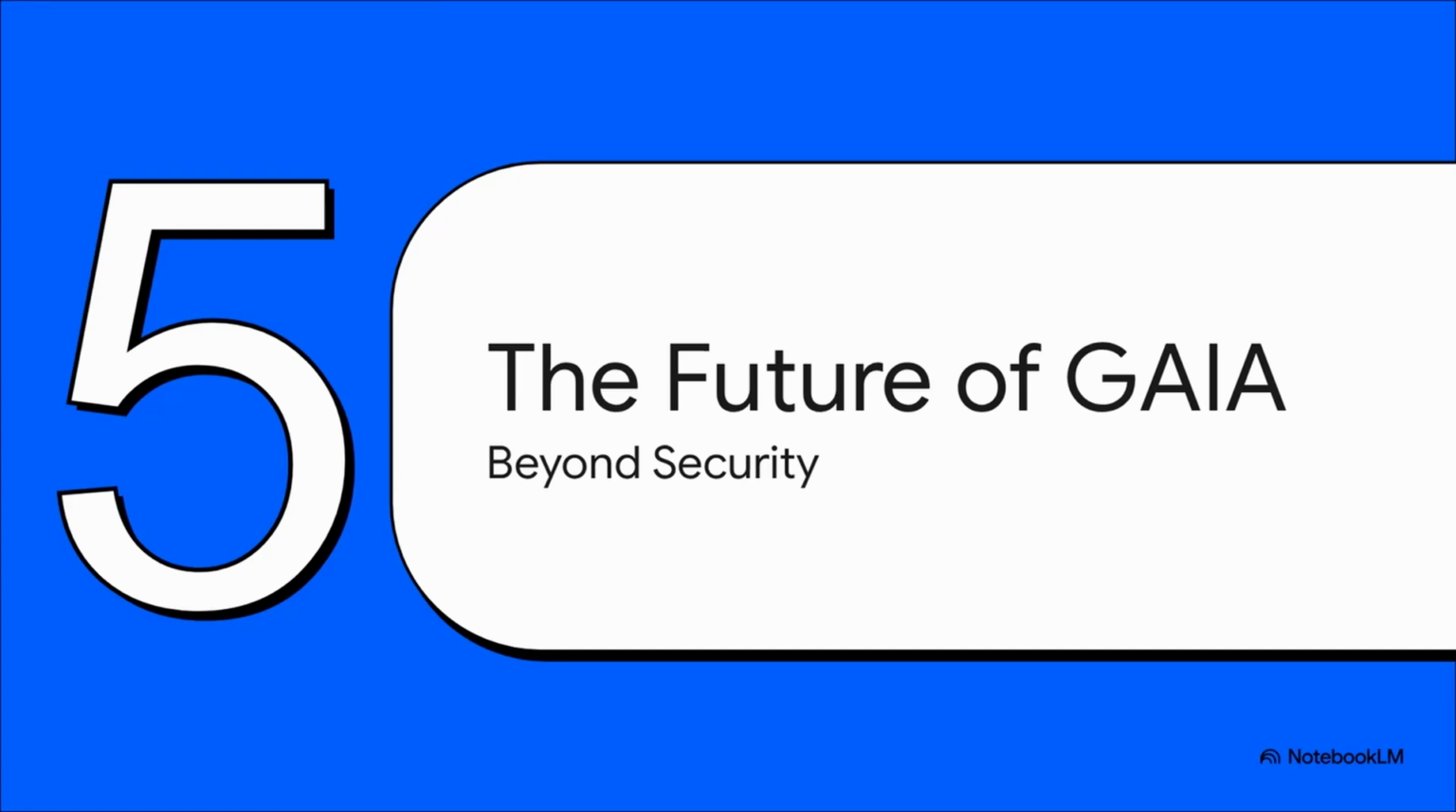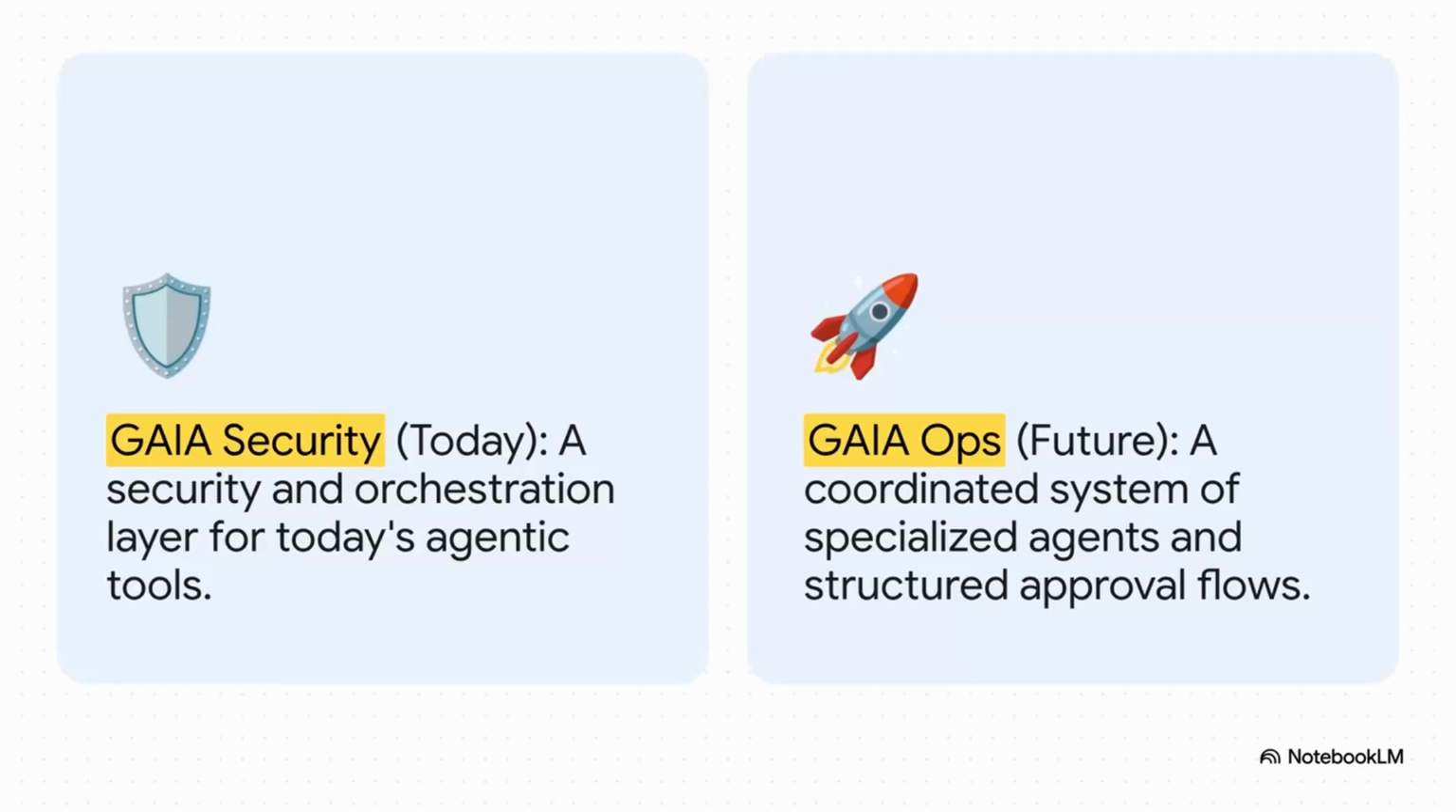But hold on, Gaia isn't just about playing defense today. The vision for this thing is actually much, much bigger. This whole security layer is really just the foundation for something way more ambitious. Let's take a quick look at the future of Gaia. So you can think of it in two parts. GAIA Security is what we've been talking about. It's that essential first layer for the tools we have right now. But the broader vision, the big picture, that's called gaia-ops. Imagine a coordinated system of specialized agents, all with their own memory and structured approval flows, all working together for some seriously advanced and reliable automation.